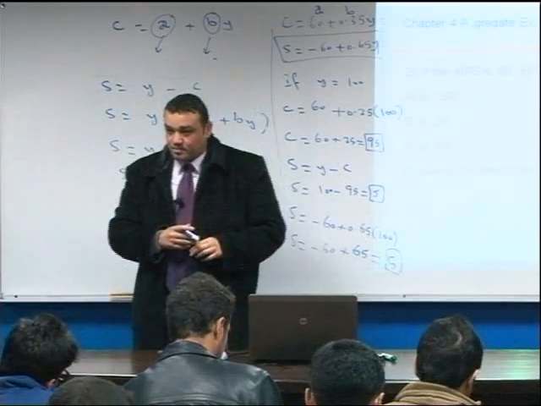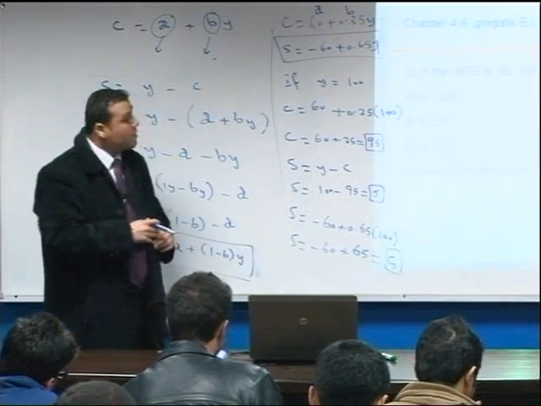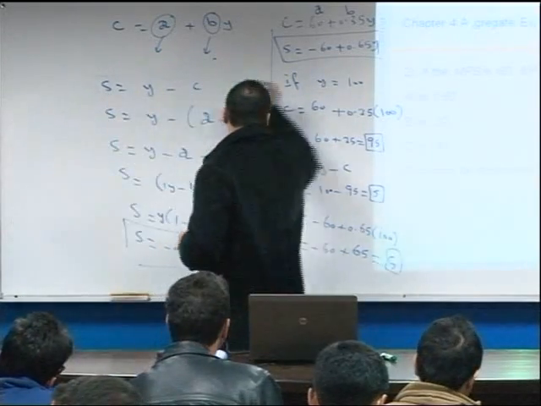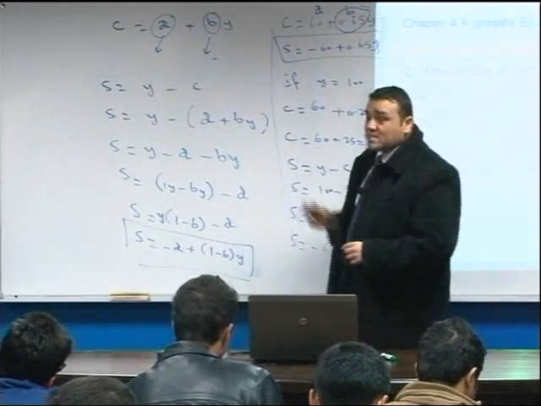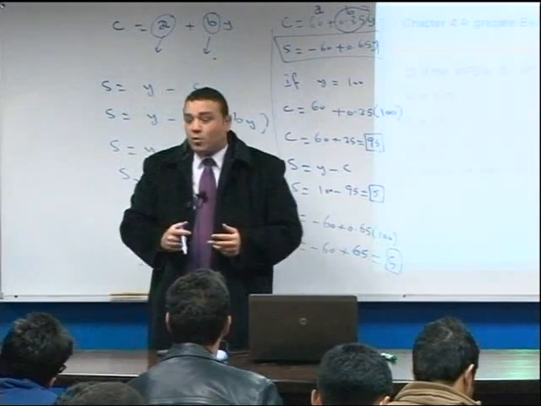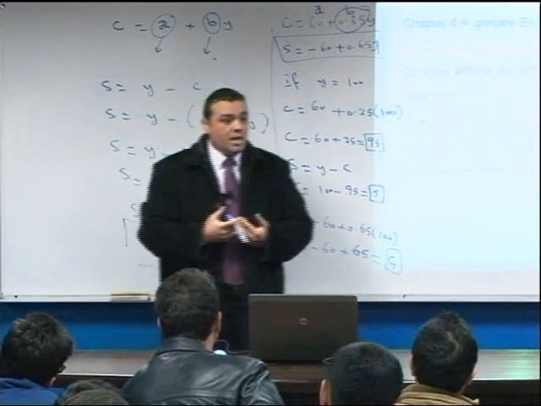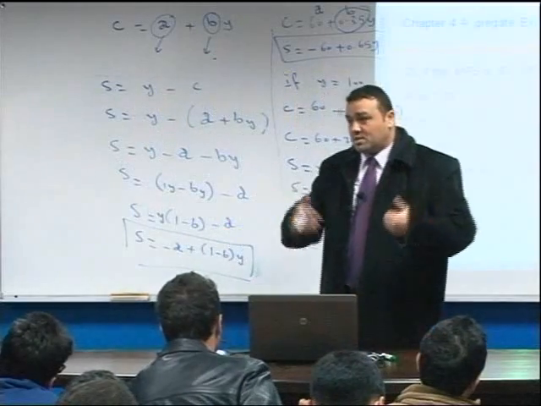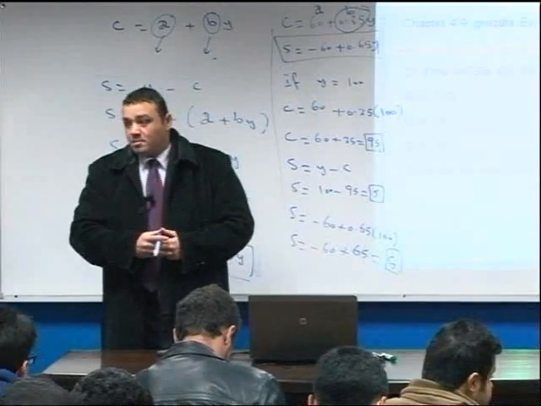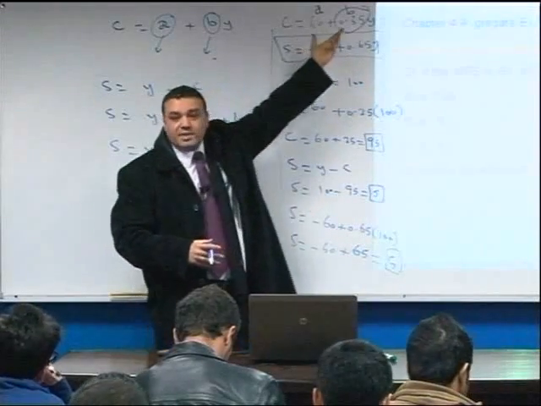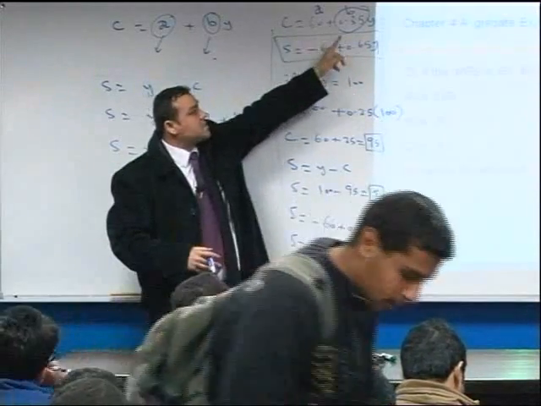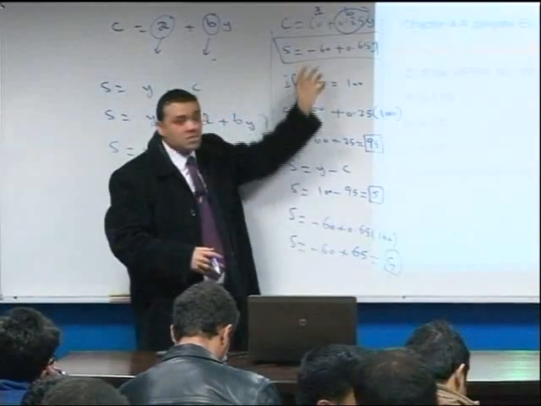Yes, Muhammad. 0.35, yes. Why? This is B, the marginal propensity to consume, the slope of the consumption function. Yes, it's given. But in other examples, we might have to calculate it. It depends on the example, whether it is given or not. But in this example, as I mentioned, it's already given. So C equals A plus BY, A is 60, plus 0.35 times Y, and so on.